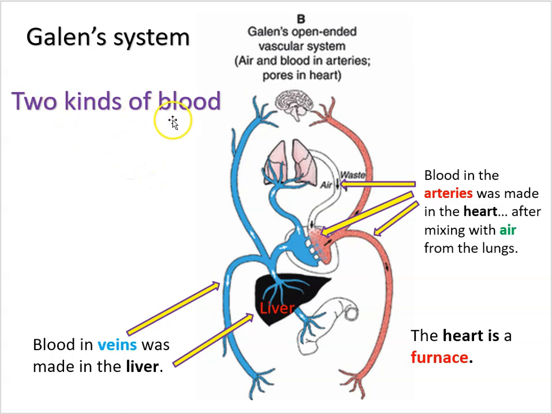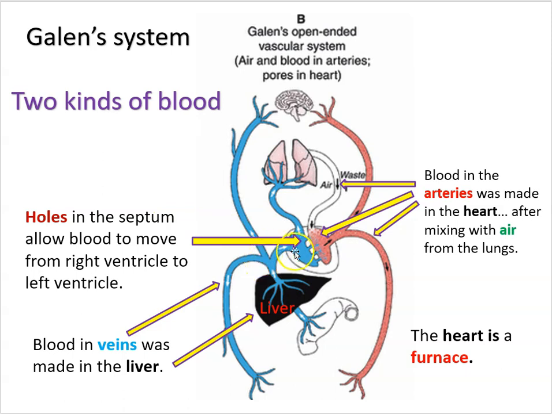He thought there were two kinds of blood in the body. There was the blood in the veins, and that blood was made in the liver using nutrients from our food. But then there was also the blood in the arteries, and this blood was made in the heart itself. Air from the lungs was delivered to the left side of the heart, mixed with the blood, heated up, and the blood was purified here. The metaphor was the heart is a furnace.